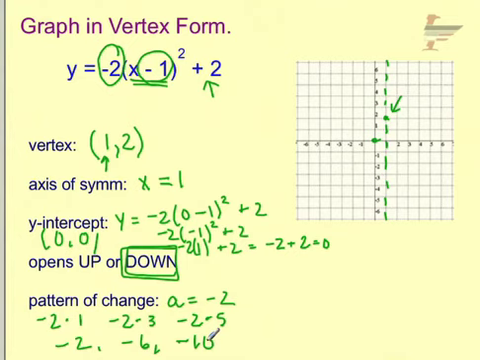So from the vertex, we go down 2 to the right 1, down 6, 1, 2, 3, 4, 5, 6 to the right 1, down 10 to the right 1, which is off my graph, but I can see where it's heading. All these points are going to be mirrored on the left side, so down 2 to the left 1, down 6 to the left 1, and down 10 to the left 1.